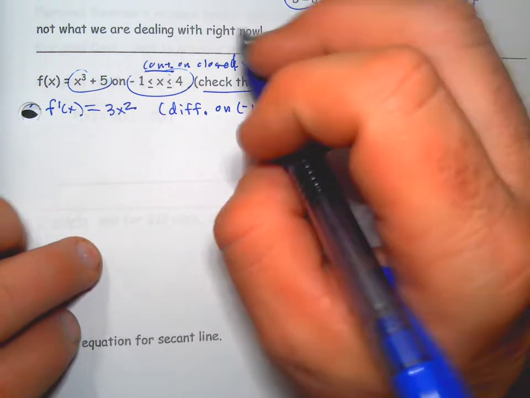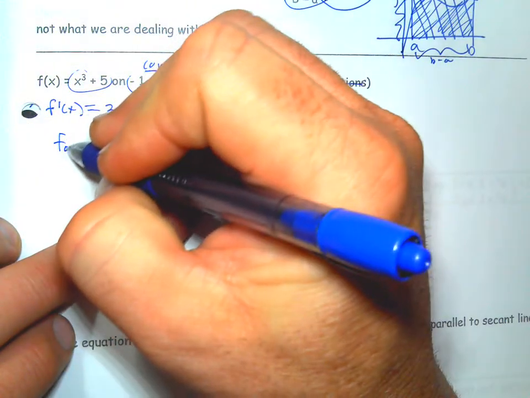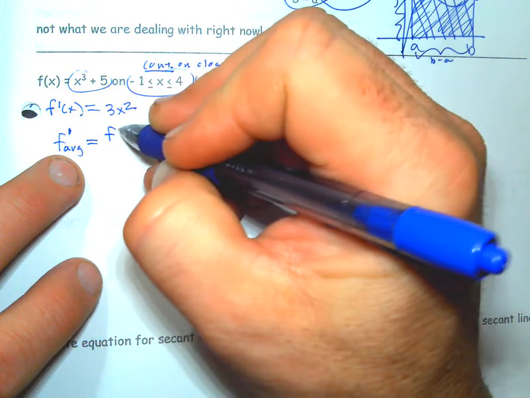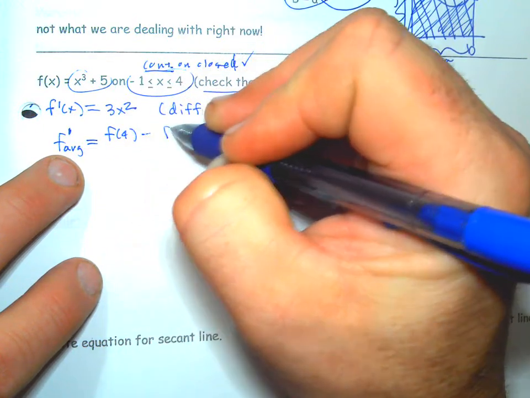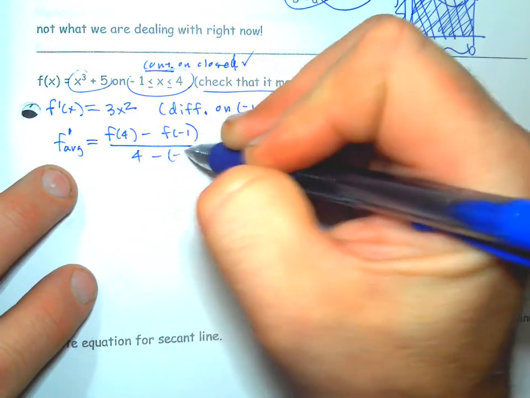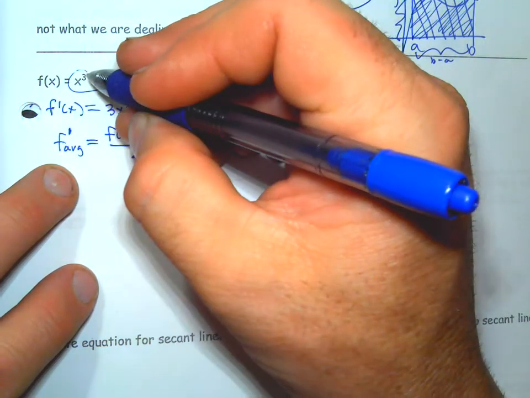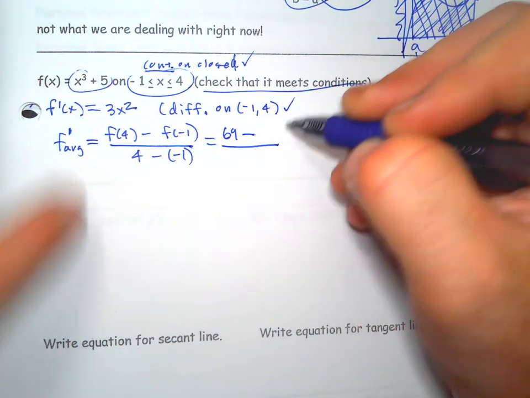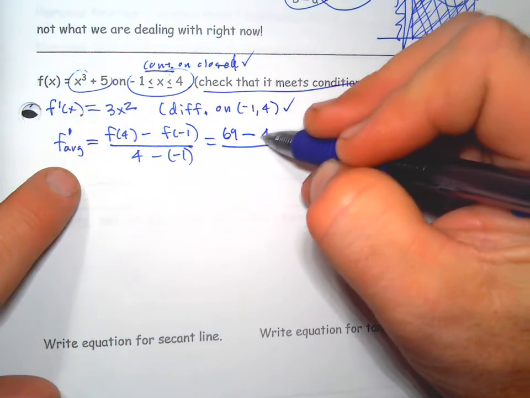So what we're going to do now is find the average slope by doing f of 4 minus f of negative 1 over 4 minus negative 1. I find it helpful to just write this down. You plug 4 in here, you get 64 plus 5 is 69. You plug negative 1 in, you get negative 1 plus 5 is positive 4.